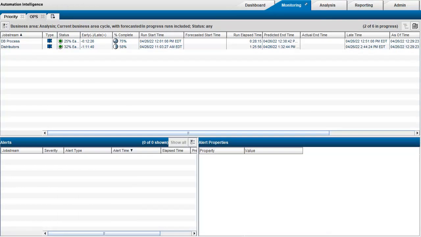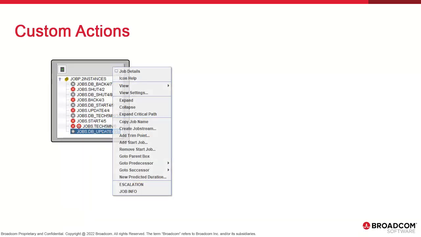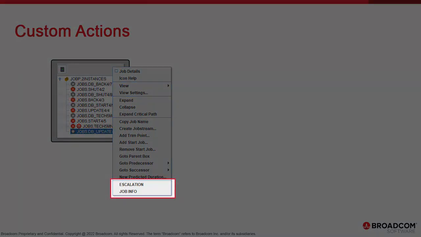In both tabs, Dashboard and Monitoring, you're able to right-click on a job stream and display a context menu with functions specific to the job stream. You may notice different items at the bottom of the menu. They're custom actions, and they're developed by the AI administrators to support end users and operators with additional information available via the web. Let's use an example. We have two custom actions, escalation and job info. Keep in mind that these are examples. The actions available in your tabs will definitely be different.